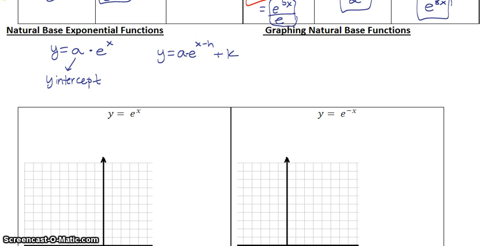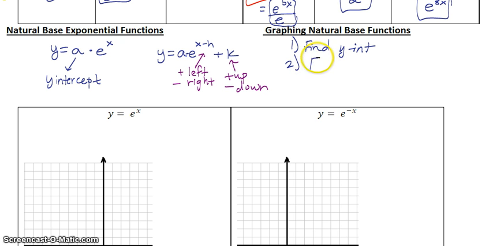So if I do have a translation in the exponent, a plus moves it left and a minus moves it right, and outside of the exponent, a plus moves it up and a minus moves it down. And now to graph it, we're going to use the same step-by-step we did the other day. So step 1, find the y-intercept and plot it. Step 2, find another point.